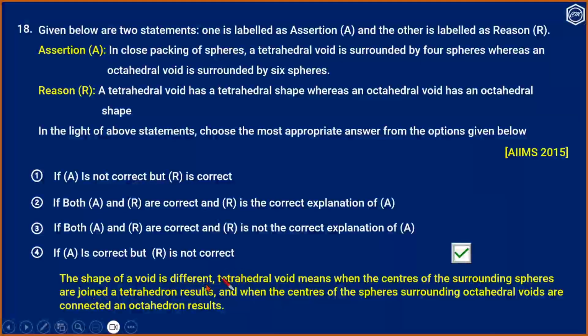The shape of the void is different. Tetrahedral void means when the centers of the surrounding spheres are joined, a tetrahedron results, and when the centers of the spheres surrounding octahedral voids are connected, an octahedron results.